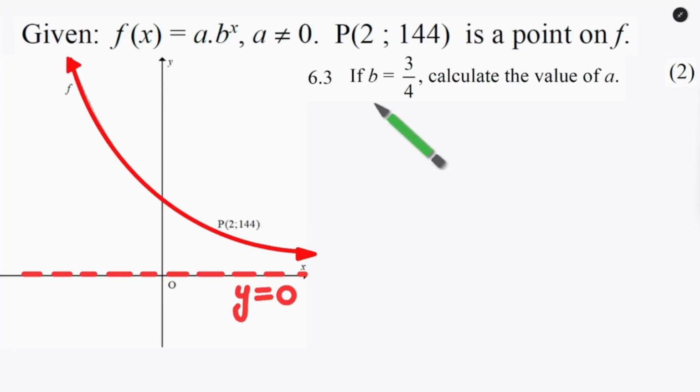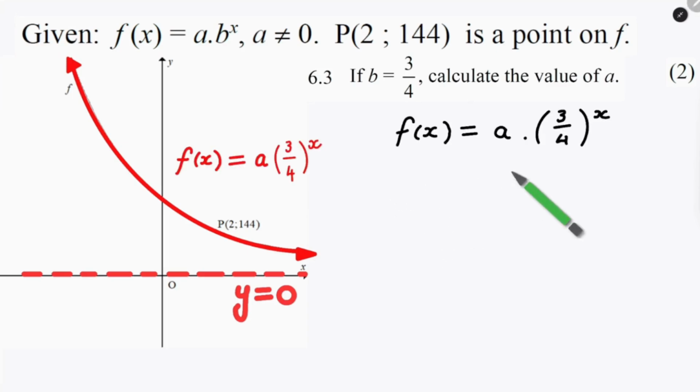In 6.3, we are given the b value. It's 3/4. And with that, we need to calculate the value of a. So we're going to go ahead and replace this b with the value they supplied to us. And then to get missing stuff in my equation, I need to sub in a point.